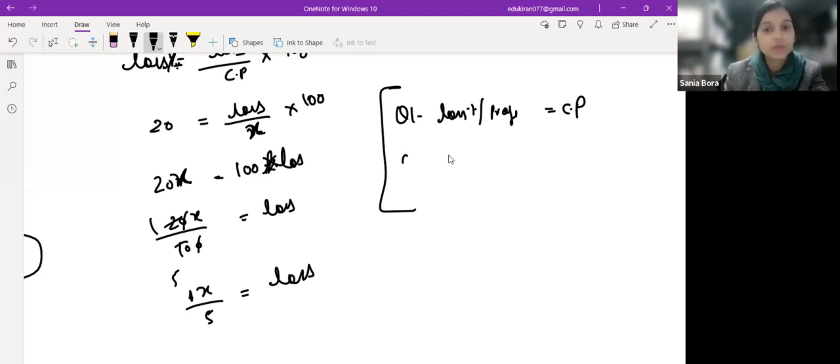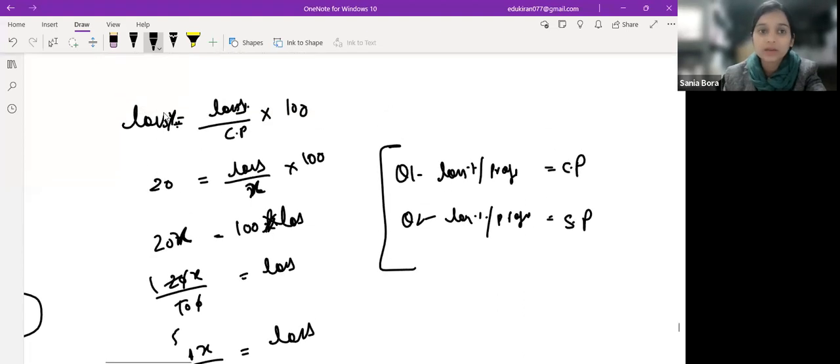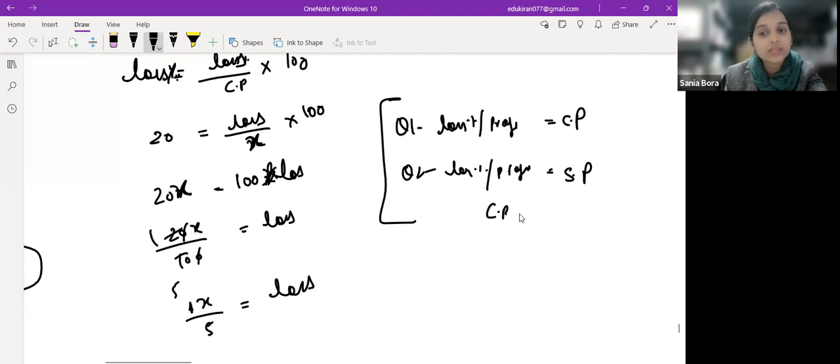The second question would be that loss percentage or profit percentage is given to you, but in this case, SP would be given to you. So in this case, in this formula, you need CP, right? To form the loss. So in this case, you are going to take CP as X and then find the loss in terms of X, right? But in this case, where CP is already given, you don't have to worry about anything, right?